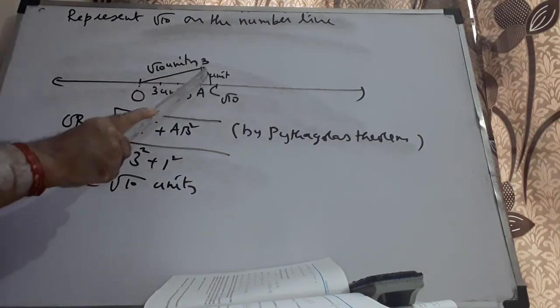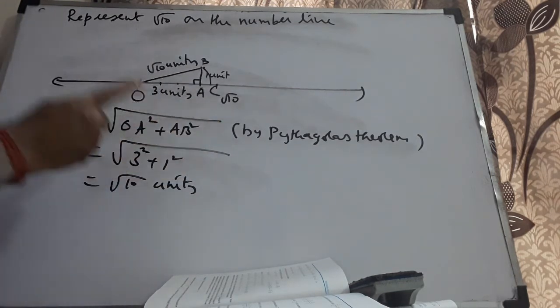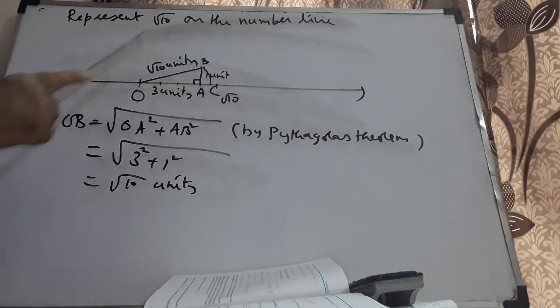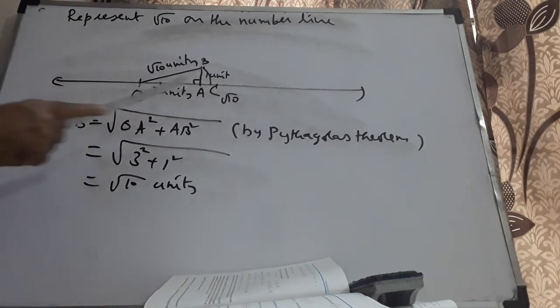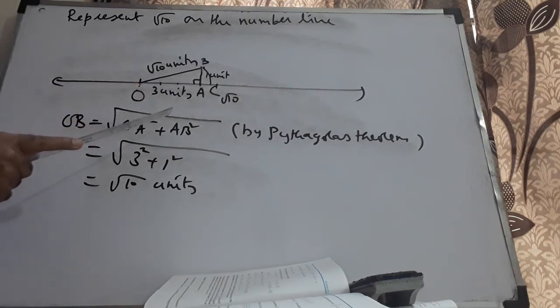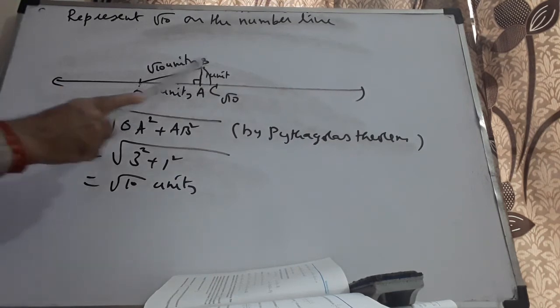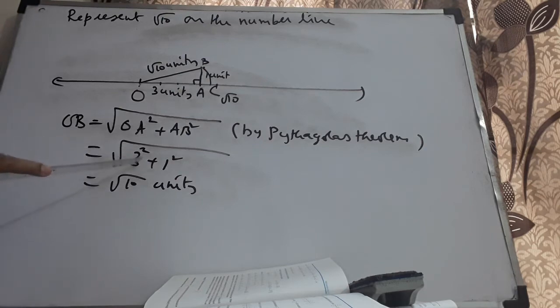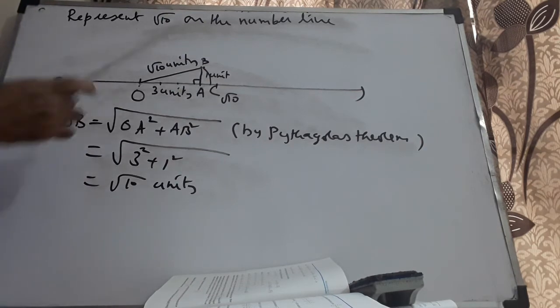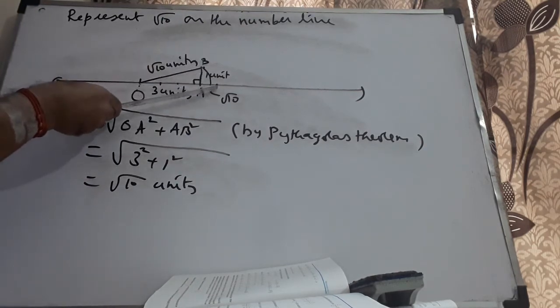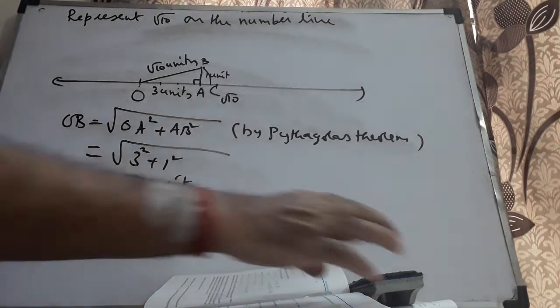Okay, draw AB perpendicular to this real line or OA, whatever it may be, so that AB is equal to 1 unit. Draw OB. Now OB is root of OA square plus AB square. OAB is the right triangle. Now which is root of 3 square plus 1 square, which is 9 plus 1 becomes 10, root 10 units. Therefore with O as center and OB as radius, I'll draw an arc which meets the real line at C. Now point C represents root 10 on the number line.